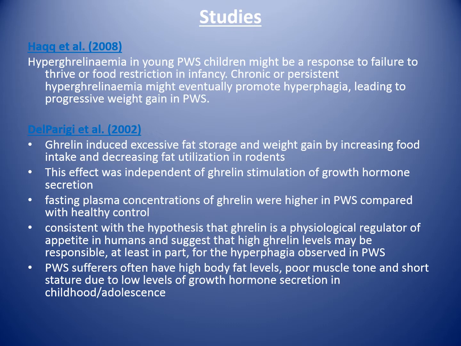Parigi and associates found that ghrelin induced excessive fat storage and weight gain by increasing food intake and decreasing fat utilization in rodents. The effect was independent of ghrelin's role in stimulating growth hormone secretion. And they also found that fasting plasma concentrations of ghrelin were higher in people with Prader-Willi syndrome compared with the healthy control group.